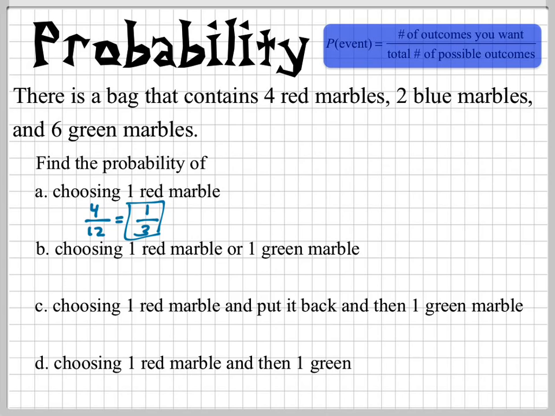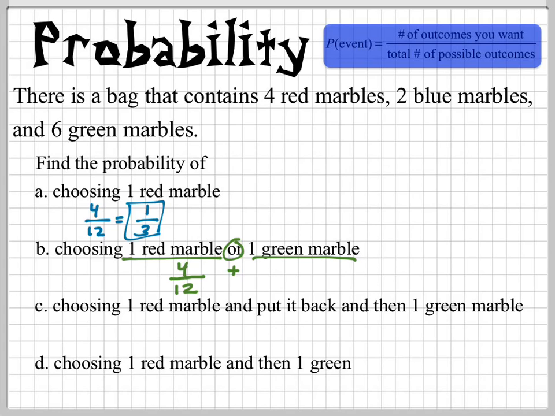The second one says choosing 1 red marble or 1 green marble. Now whenever you guys see or, what do you guys think? Addition. Okay, so I see or, so I'm thinking add. And so we have to do the probability of choosing 1 red, which before we knew it was 12 total possibilities, and there's only 4 reds. And so that's the probability of choosing 1 red.